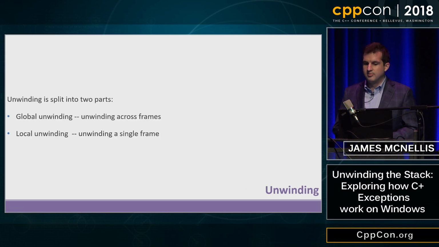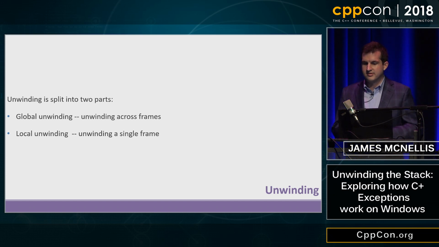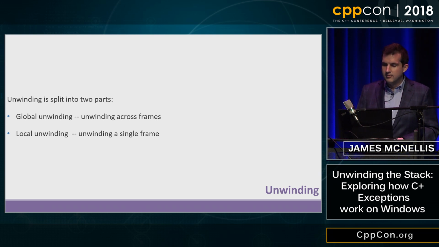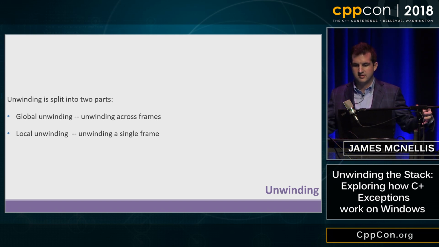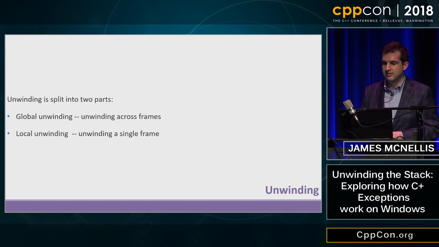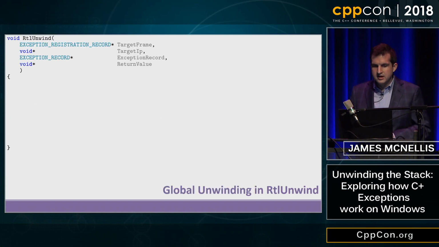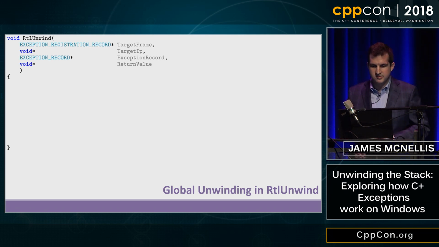So unwinding is the process of cleaning up nested stack frames. At a minimum, this includes reclaiming the stack space used by nested functions. For structured exception handling, unwinding also involves calling any finally blocks in nested frames. Unwinding is split into 2 parts. So there's global unwinding, which unwinds across all of the nested frames, and then local unwinding, which unwinds within a single frame. Global unwinding is performed by the Windows API function, RtlUnwind, which is part of the Windows SDK.